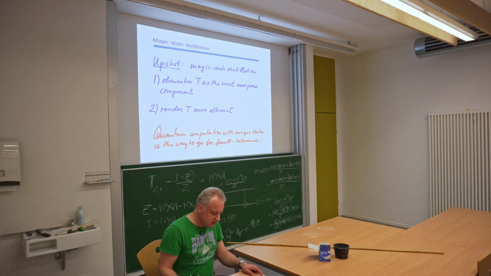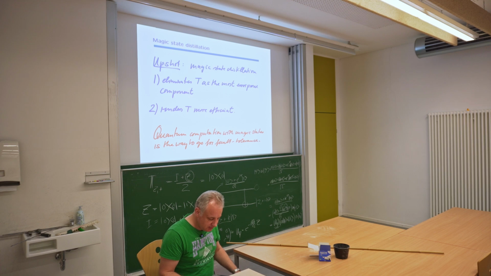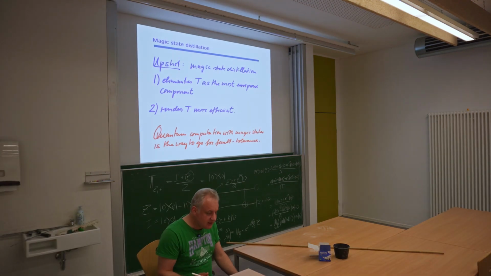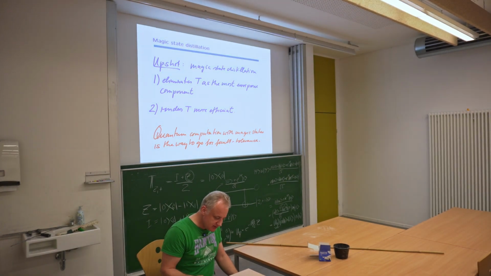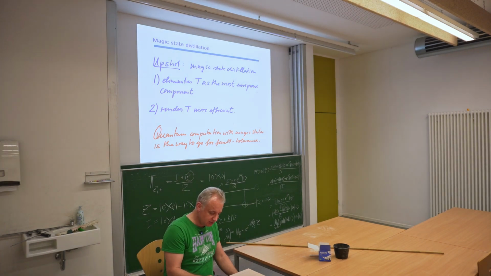Okay, so this is the upshot now. Magic state distillation does 2 things. It eliminates the T as the most error-prone component in your fault-tolerant circuitry, and also renders its implementation more efficient. Quantum computing with magic states is the way to go for fault tolerance. Most efficient, most robust.